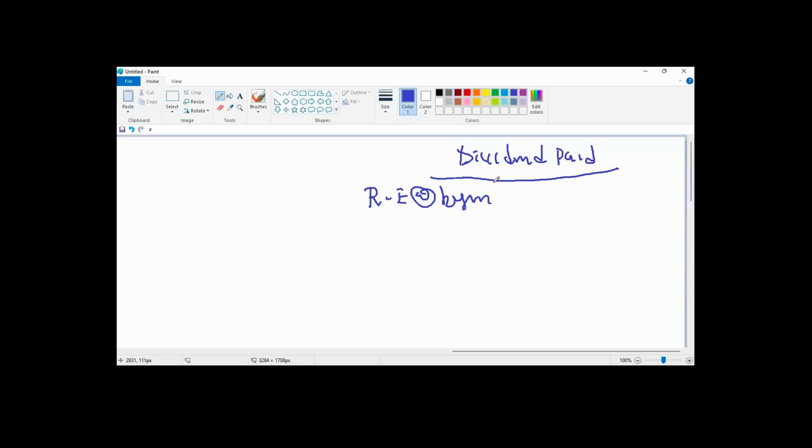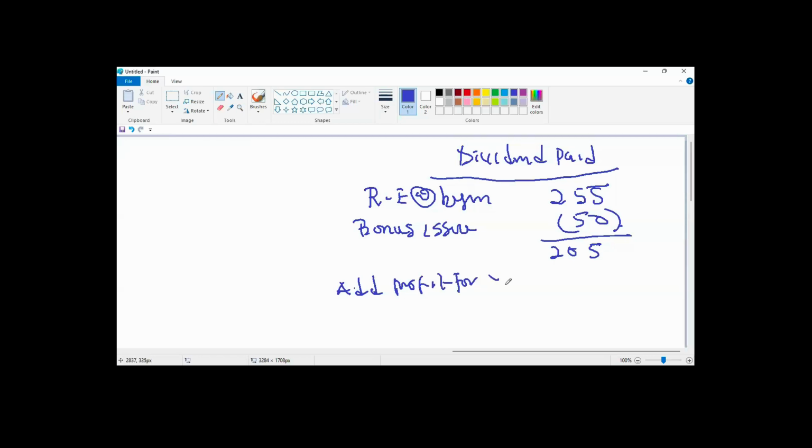Say anything at the beginning. 255. Profit. Don't forget the bonus issue is put here. They capitalize the retained earnings, and I say the bonus issue. Debit. So give me 205. I will now add profit for the year.